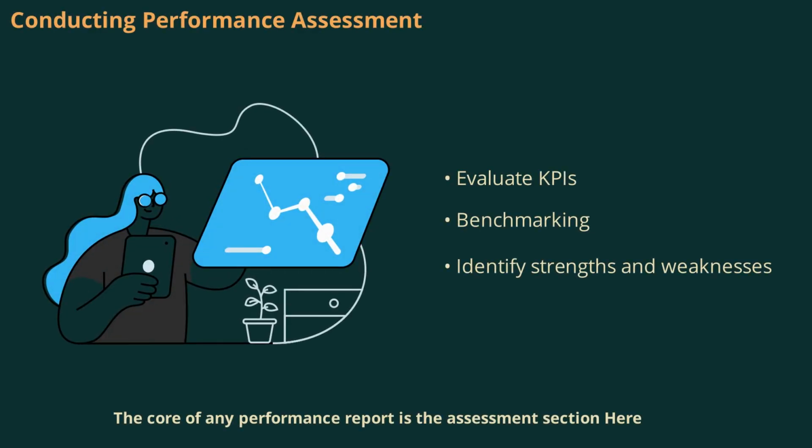The core of any performance report is the assessment section. Here, each business segment or responsibility center is evaluated using relevant KPIs and metrics. Performance is typically compared against benchmarks or industry averages, and both cross-sectional and time series analyses can be included. This thorough assessment helps identify strengths, weaknesses, and areas for improvement, providing a solid foundation for action.